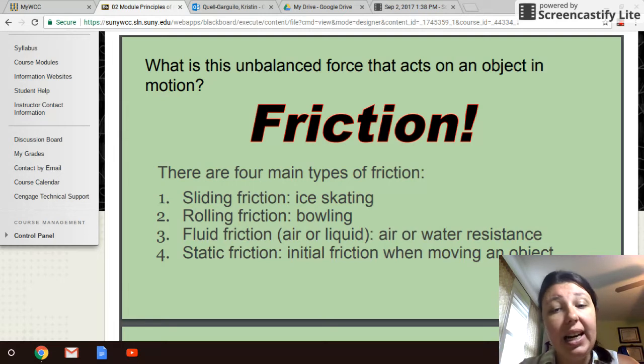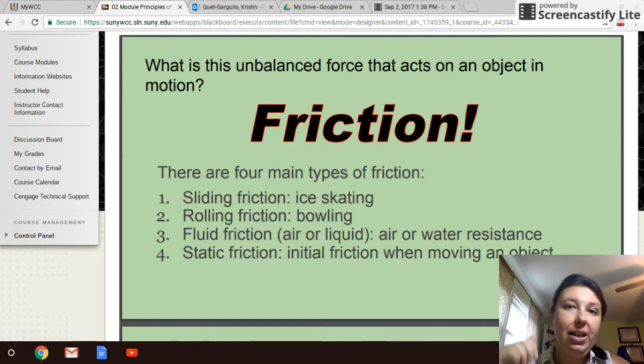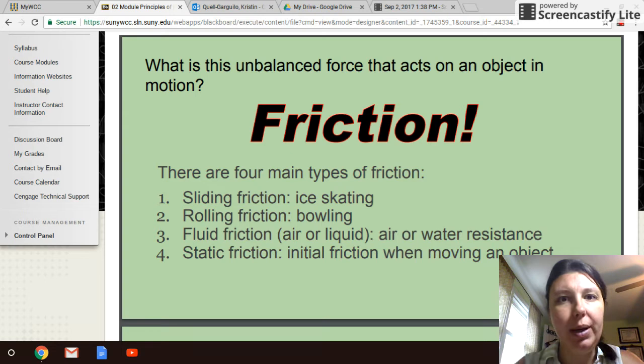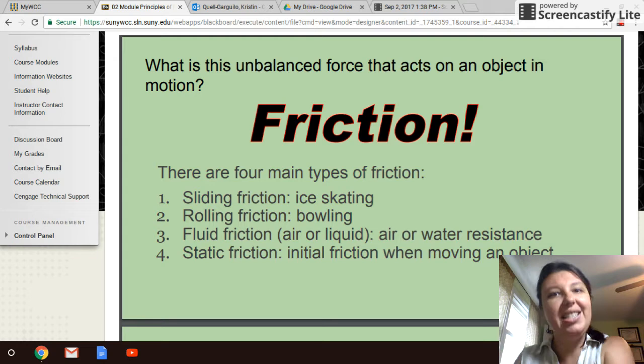And static friction, which is the initial friction when moving an object. So when something has been in place and you begin to get it to move into a sliding or a rolling motion, you think of pulling a big wheelbarrow before you get it started. You have your static friction for a moment, and then you get it to slide.